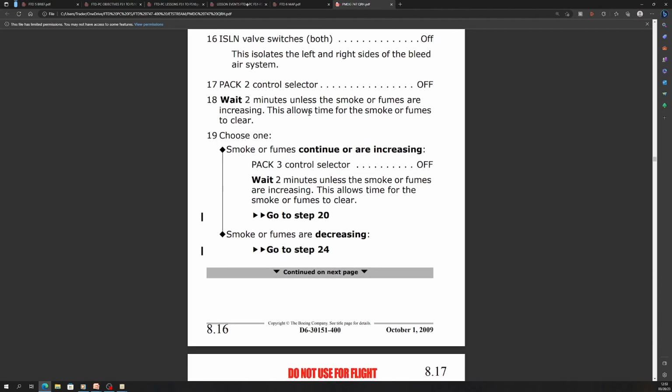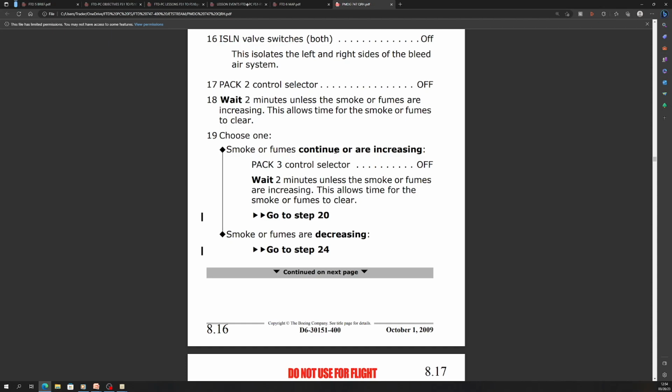So wait 2 minutes unless the smoke or fumes are increasing. This allows time for the smoke or fumes to clear. So we'd start our clock for 2 minutes. After 2 minutes, we go ahead and see if it's still continuing, if it's decreased, what's the status. If they're increasing, we don't necessarily wait the 2 minutes. So choose one after the 2 minutes or if they're increasing.